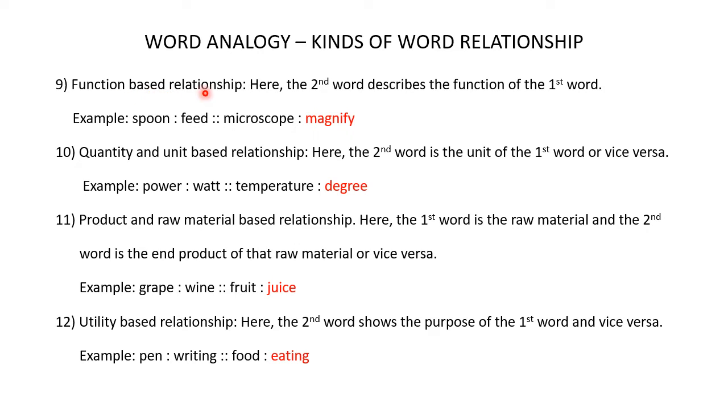Function-based relationship. Here, the second word describes the function of the first word. For example, the spoon is used for feeding. Similarly, a microscope is used to magnify things.